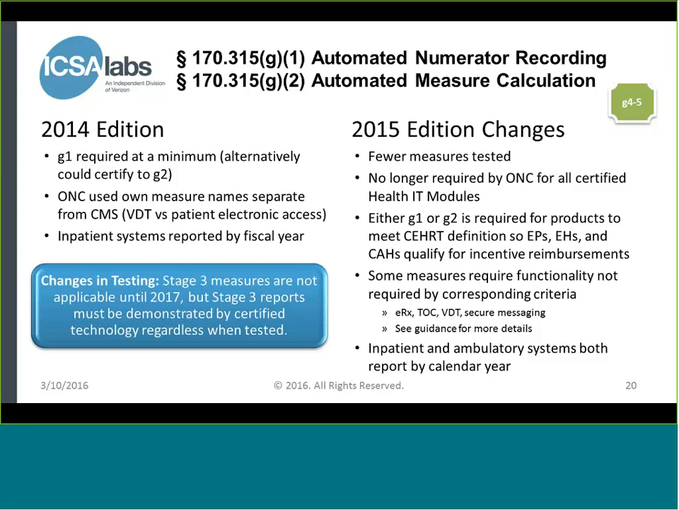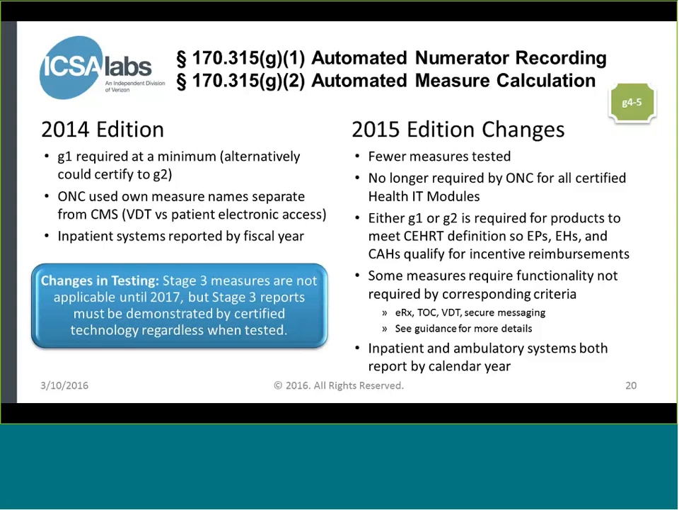That is no longer the case. G1 and G2 now are both optional, but something that's really important that I want to start off with here, it's actually the third bullet under the 2015 edition changes. You need to certify to either G1 or G2 for products that want to meet the certified EHR technology definition so that eligible providers, eligible hospitals, and eligible critical access hospitals can qualify for incentive reimbursements. Now, the certified EHR technology definition is no longer in the ONC final rule. It is now defined by CMS in the Stage 3 final rule instead.